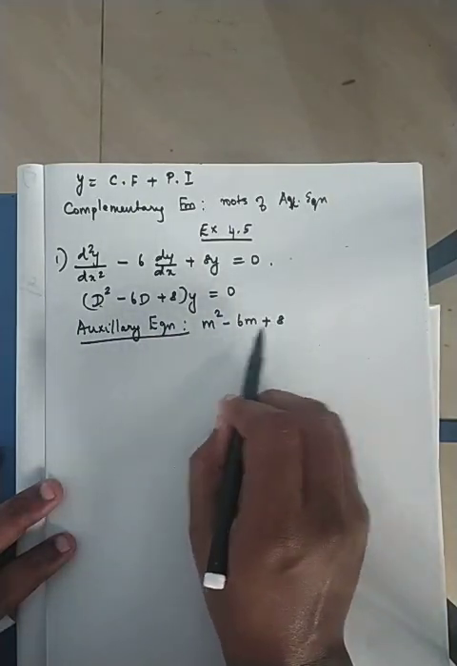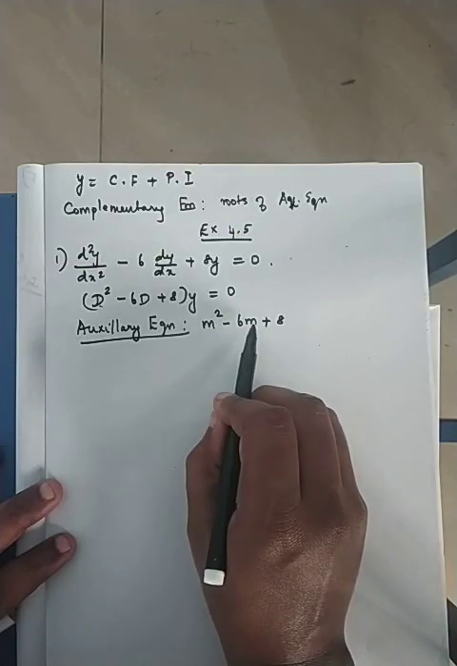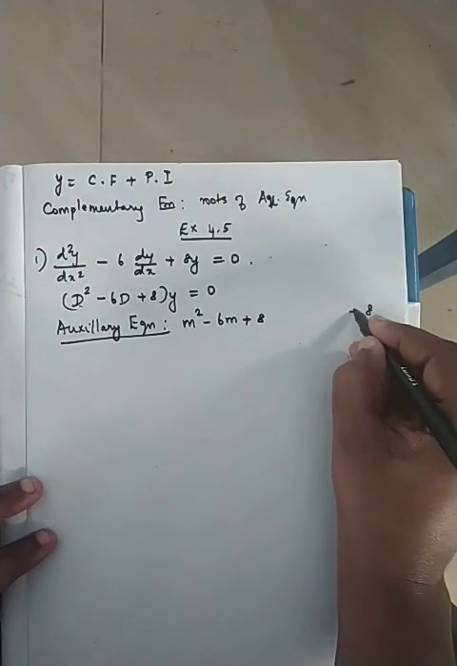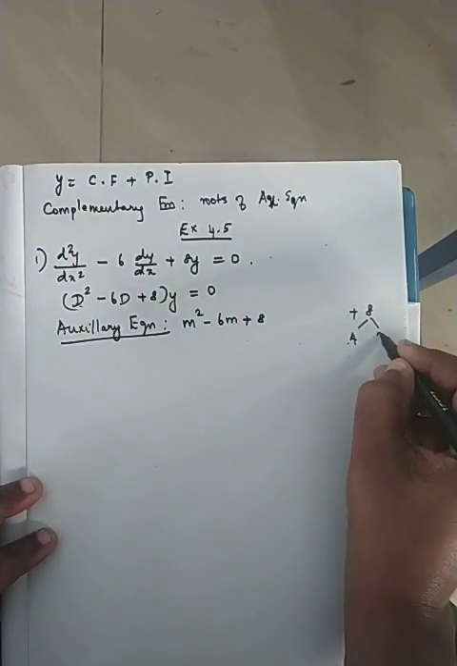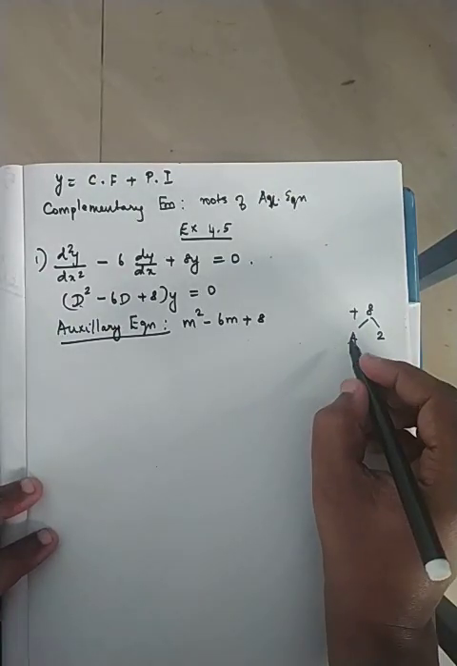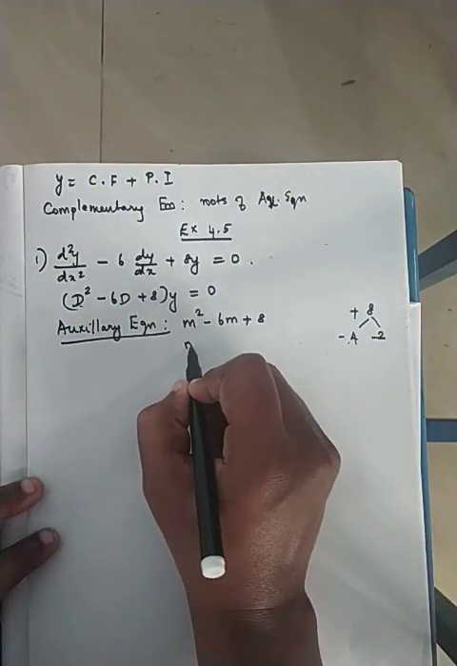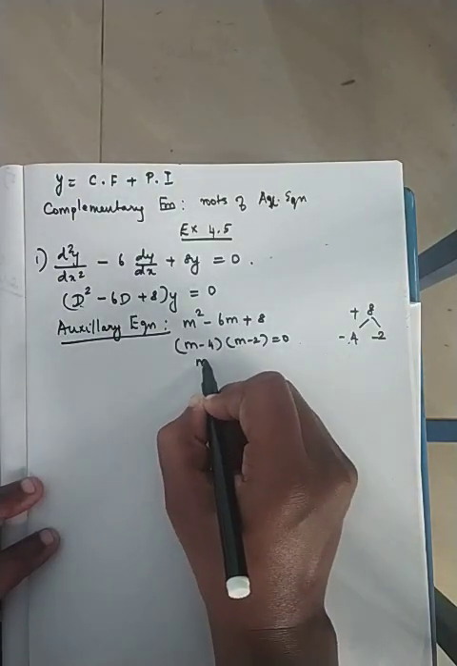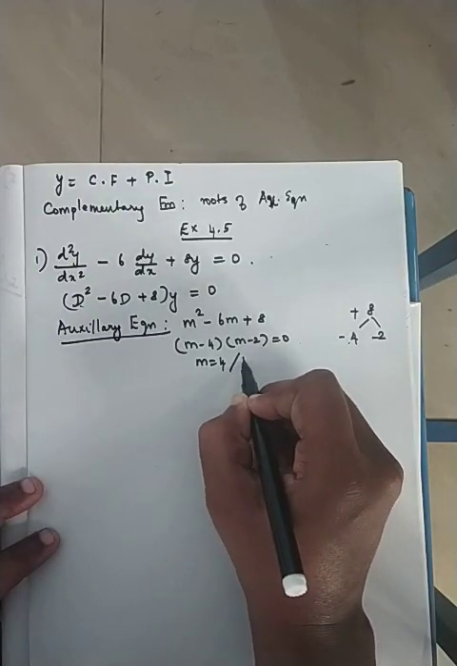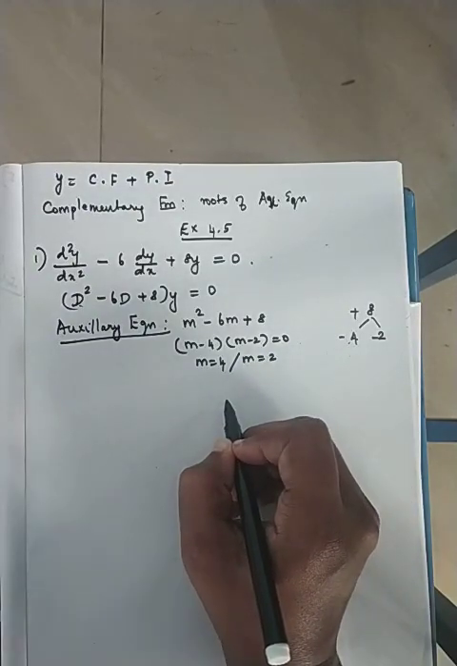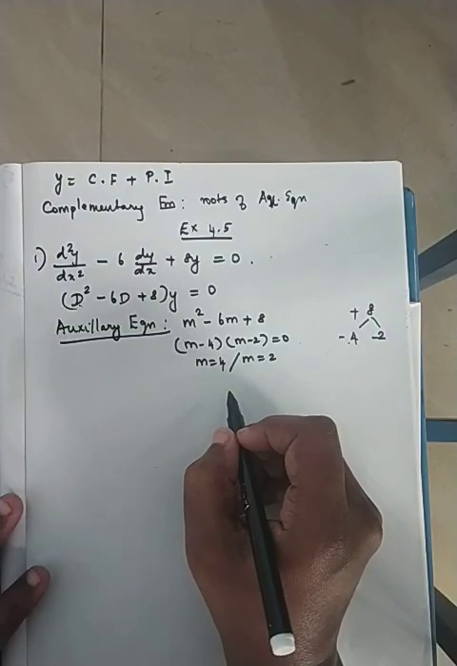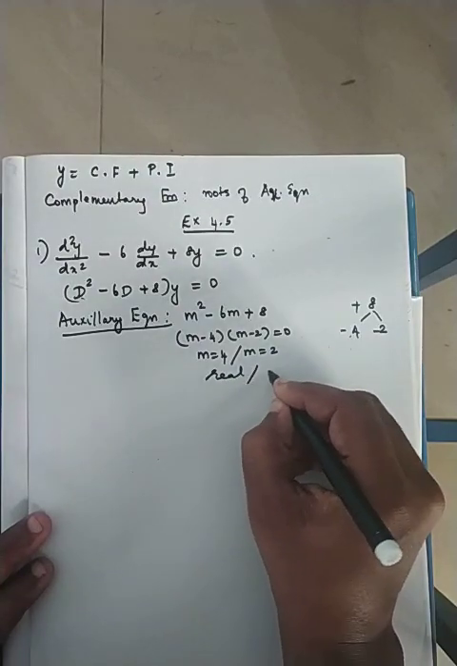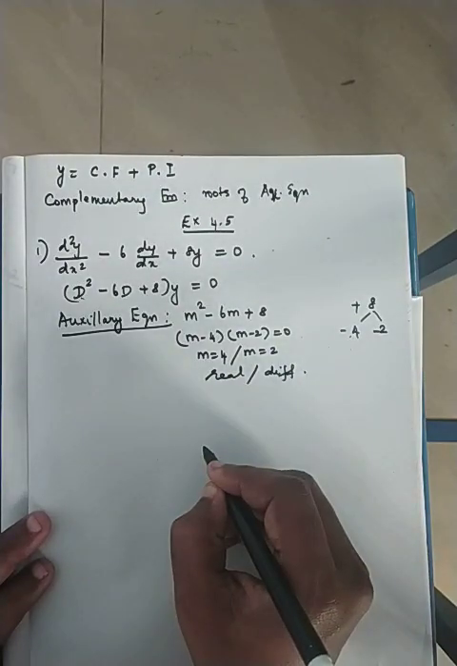Now I am going to find the roots of this equation, m squared minus 6m plus 8. I have two roots whose product is plus 8, so I will be getting 4 and 2, and I will be getting it as minus 4 and minus 2. So that is (m minus 4)(m minus 2) is equal to 0. That is m is equal to 4 or m equal to 2. These are my two roots. Now these roots are real and different. They are not the same, so they are real and different.